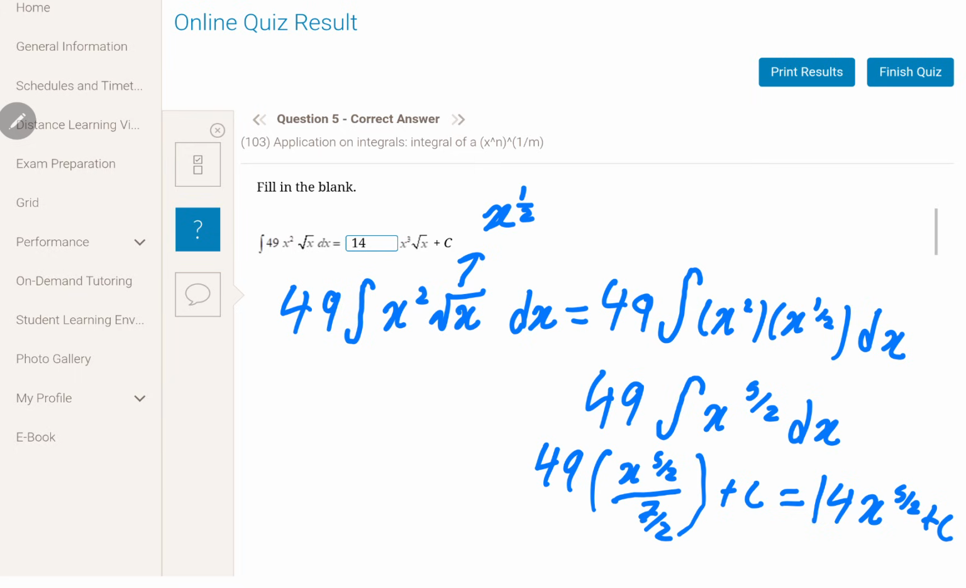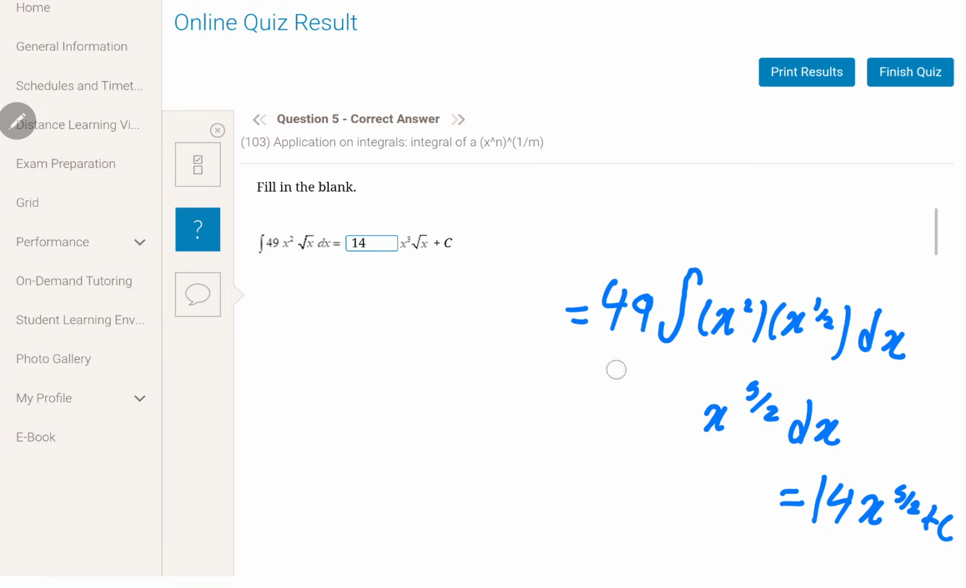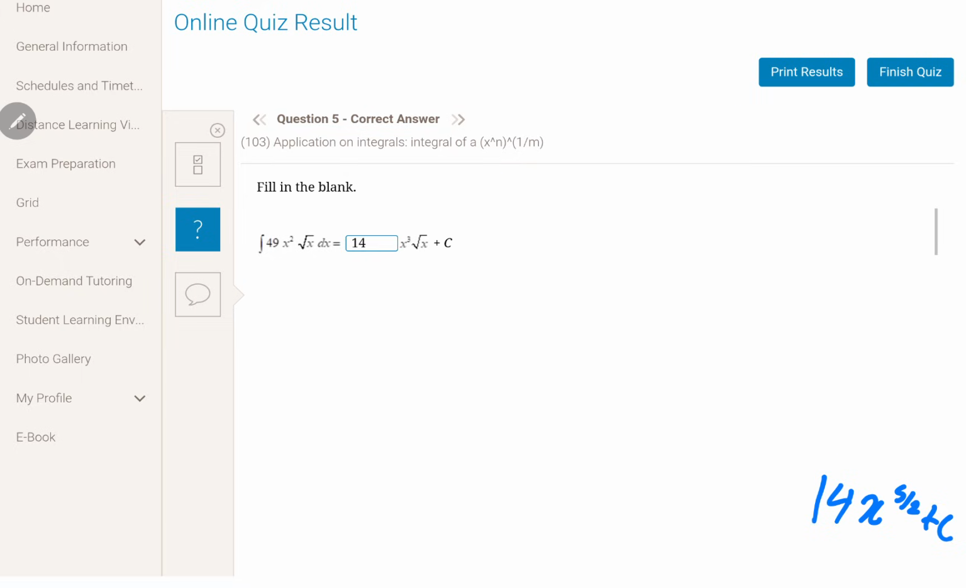Now, that's not it though, because that's not what they want from us. They want it in this form. So we're going to erase everything here except this last part, because we basically have the answer. We're just going to express it in a different way. So 14, x to the power of 5 over 2 means what? It means square root of x to the power of 5. Now, what can you rewrite x to the power of 5 as? You can rewrite it as x to the power of 4.